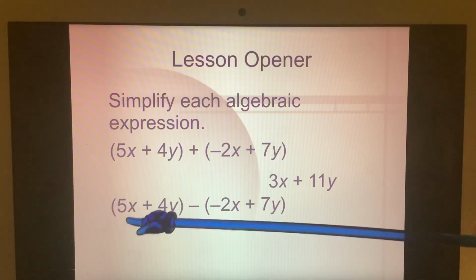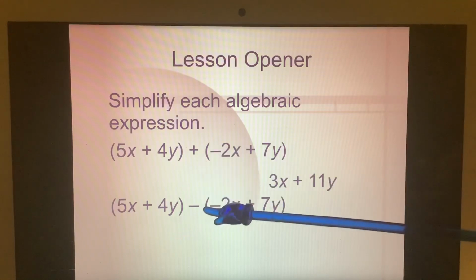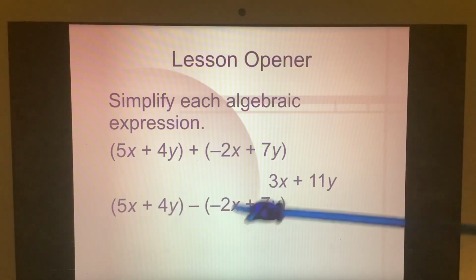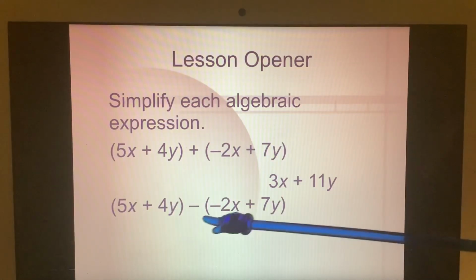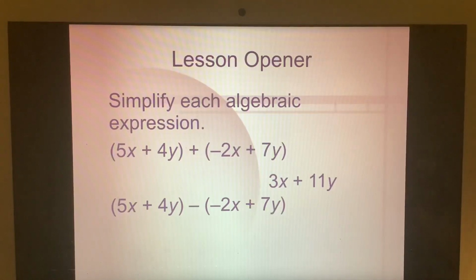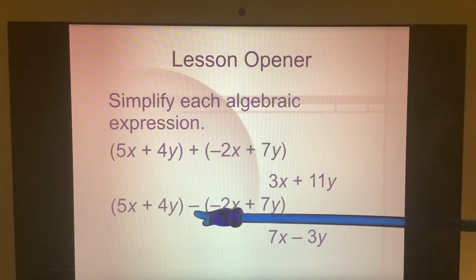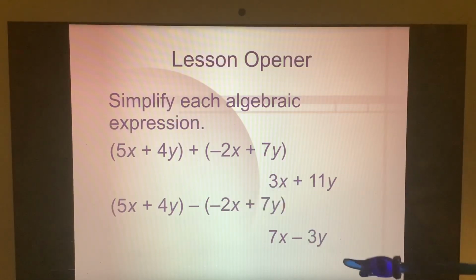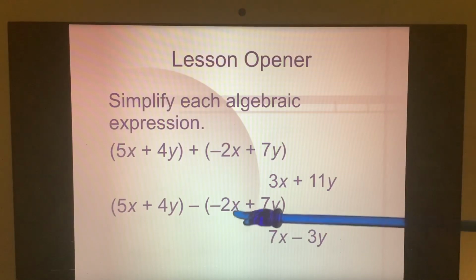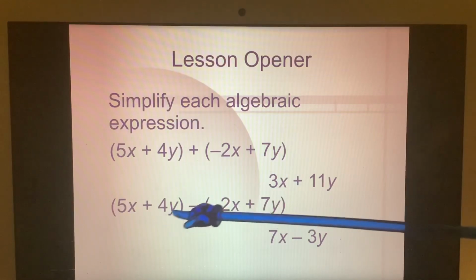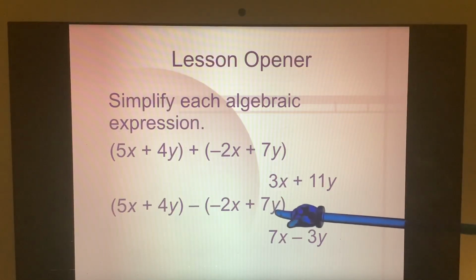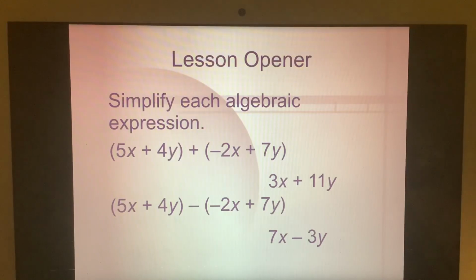Now let's take a look at this. This is different. This is subtraction of the two expressions, okay? So it's going to be 5x minus negative 2x. What do you get there? Remember, two negative signs become a positive. So it's going to be 5x plus 2x now. That gives us 7x. And then we have 4y minus 7y, and that's equal to negative 3y. Okay, so there's a quick review.